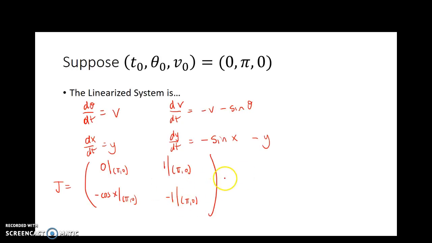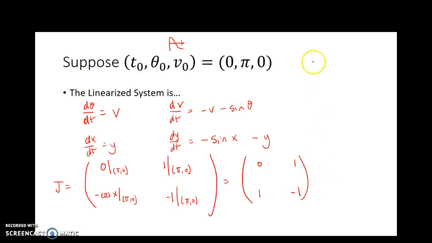And so my Jacobian, with my points evaluated, well, negative cosine at pi, cosine is at negative 1. Draw a quick cosine curve. Cosine looks like this. Here it is at pi. So the negative of negative 1 is positive 1. And then we have a negative 1 here. Okay, and so there's my Jacobian matrix.